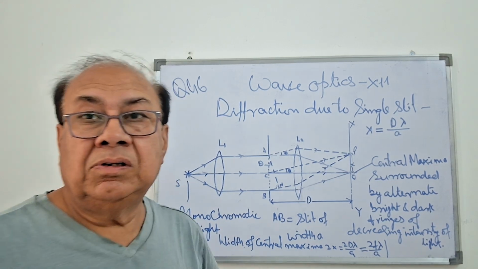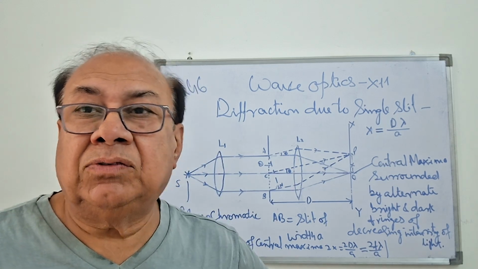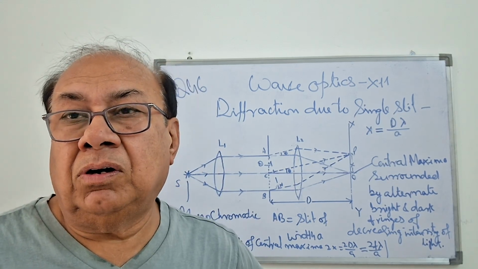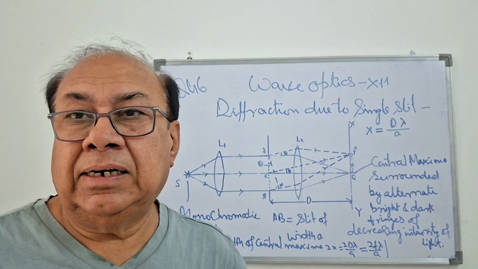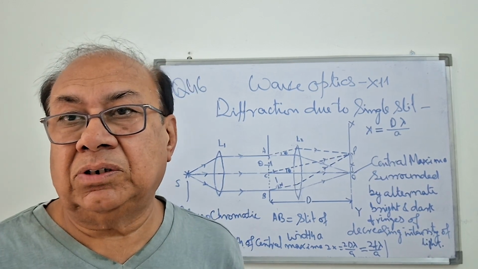Last time I had told you about diffraction. What is diffraction? When light falls on a very small opening, the size of the opening should be of the order of the wavelength of the light. Then light from the corners bends. This phenomenon is called diffraction of light.